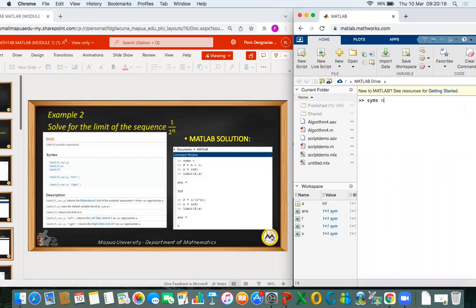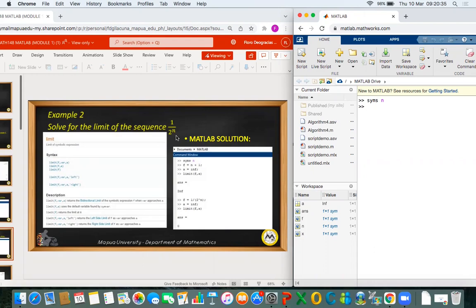n. By the way, class, when we manually compute this, what's the answer? So 1 over 2 raised to infinity. 2 raised to infinity is infinity. 1 over infinity is 0. So the answer is 0, class, no? So we expect that MATLAB will have an answer 0.